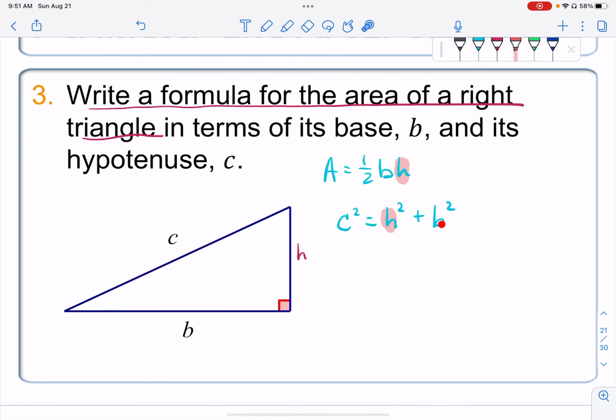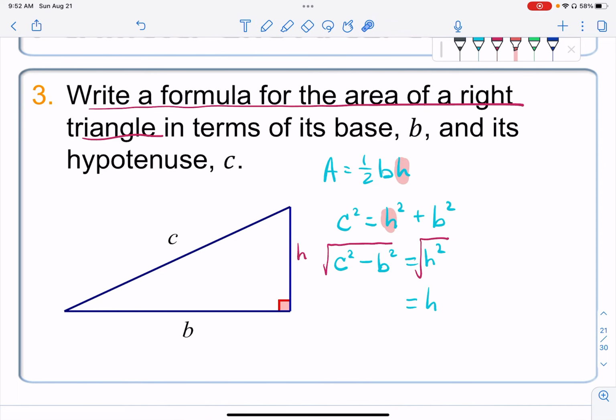I have to get rid of the b squared first. B squared is being added to the h squared, so I'm going to subtract it over to the other side. So my equation is going to become c squared minus b squared is equal to h squared. Now I can take the square root of both sides because I have my squared term, my quadratic term, isolated. So I'm going to take the square root of both sides, like this. On the right-hand side, as we talked about, the square root and the square will cancel out, leaving me with just h.